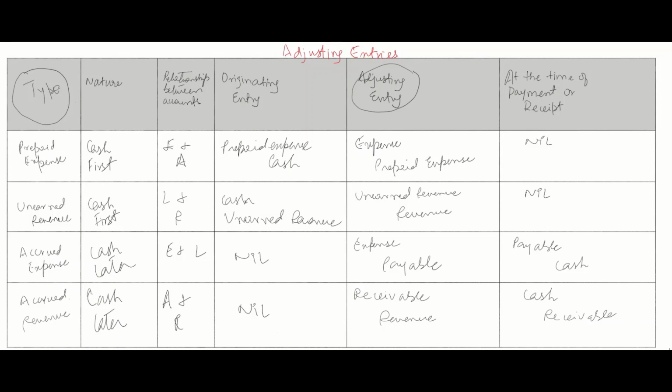The second principle of adjusting entries is matching principle, or also known as expense recognition principle. This principle says that a company should record its expenses in the same accounting period as the revenues that are earned as a result of those expenses.